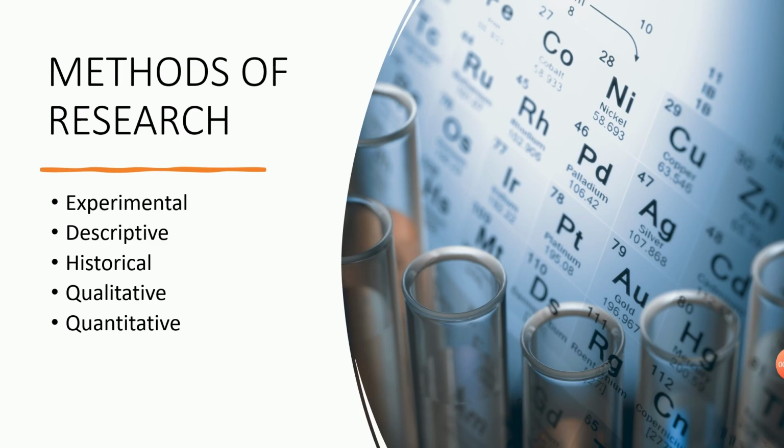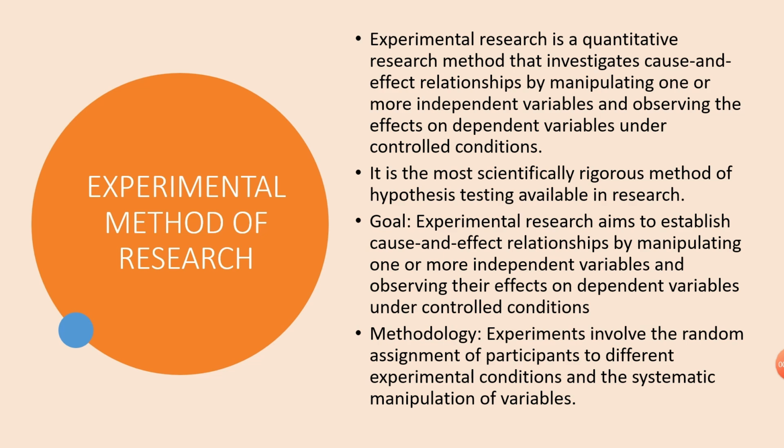Now we are moving on to the methods of research. What are those? We have already seen all these things in the previous class. Still, since we have a topic on this, I am sticking with what is given in the syllabus. So first in today's class we will see the experimental method. What is the experimental method of research? It is a quantitative research method that investigates cause and effect relationships by manipulating one or more independent variables and observing the effects on dependent variables under controlled conditions. It is the most scientifically rigorous method of hypothesis testing available in research.